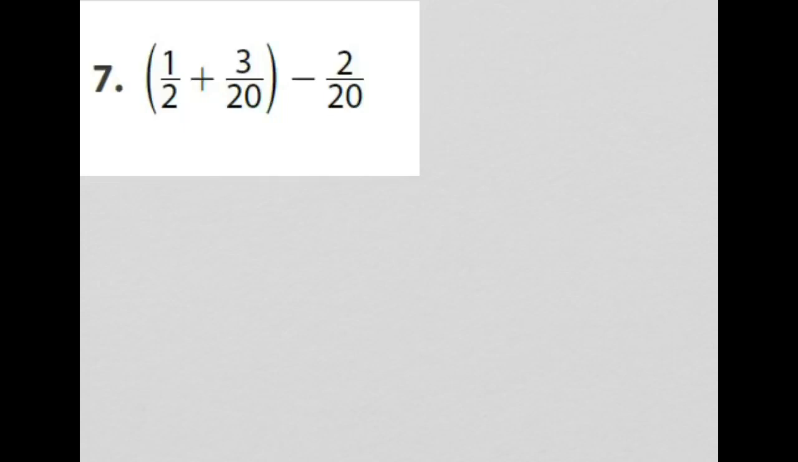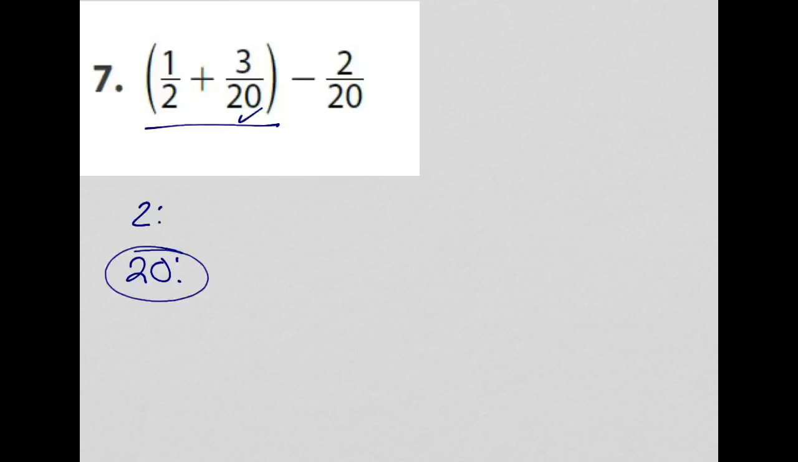Let's look at this last example. Inside the parentheses, I'm going to do that first. Well, I don't have the same denominator, so I need to work with those numbers. So I have the denominator of 2 and the denominator of 20. Well, looking at this, as you're getting better with numbers, you know that 2 can go into 20 10 times. So 20 is going to be my lowest denominator that they would have in common.